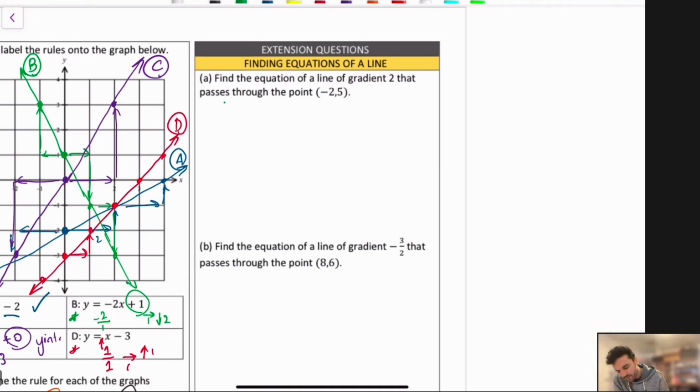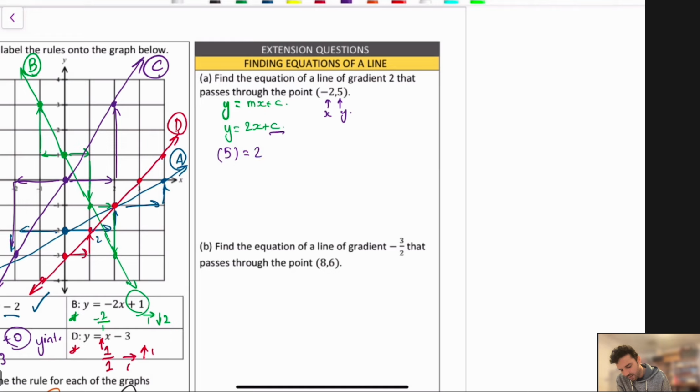So first step, y is equal to mx plus c. We know that the gradient's 2, so we can replace it with 2x plus c. Now we need to work out the y-intercept. To work out the y-intercept, we can use substitution. We know when x is -2 and y is 5, then we can plug those in and figure out what c is, and that makes our y-intercept. So here we go, we're going to plug those in.